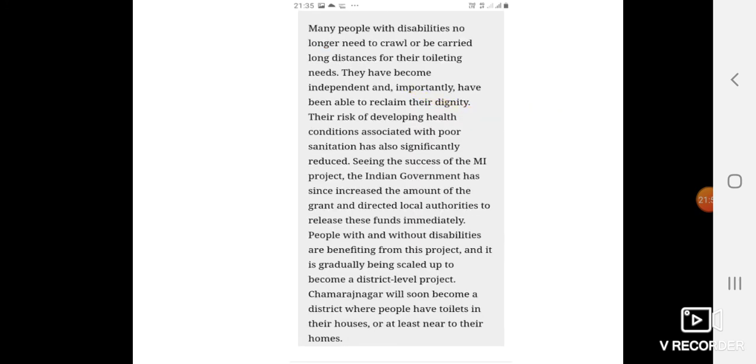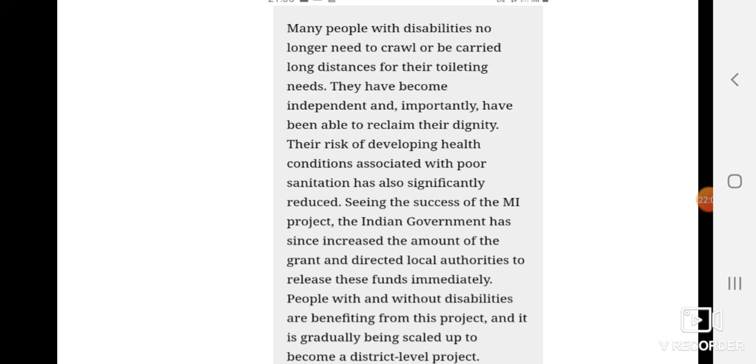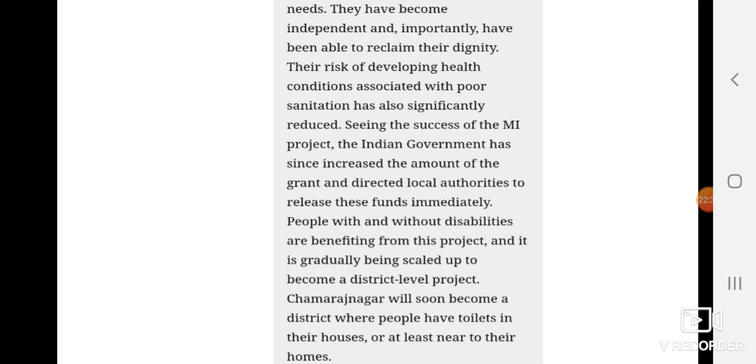Now we are going to see that many people with disabilities no longer need to crawl or be carried a long distance for their toilet needs. They have become independent and, importantly, have been able to reclaim their dignity. The risk of developing health conditions associated with poor sanitation has also significantly reduced. Seeing a successful MI project, the Indian government has since increased the amount of grant and directed local authorities to release these funds immediately. With government support, they are going to implement one program. People with and without disabilities are benefiting from this project, and it is gradually being scaled up to become a district-level project. Chamarajanagar will soon become a district where people have a toilet in their house or at least near their homes.